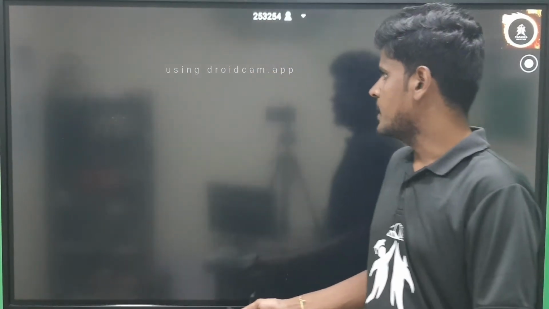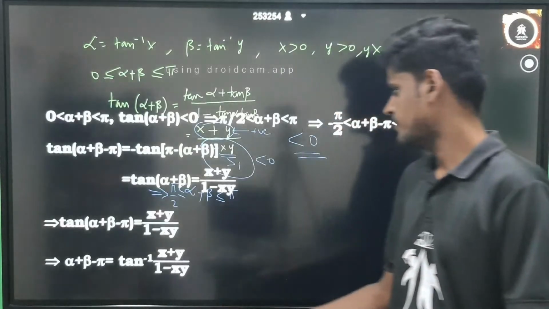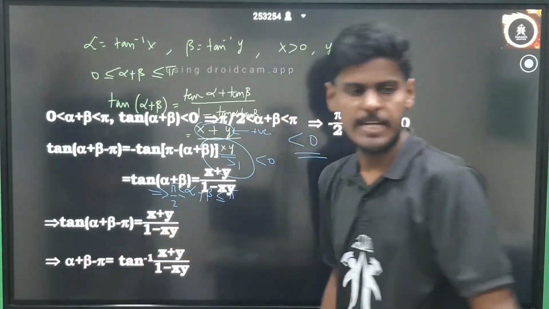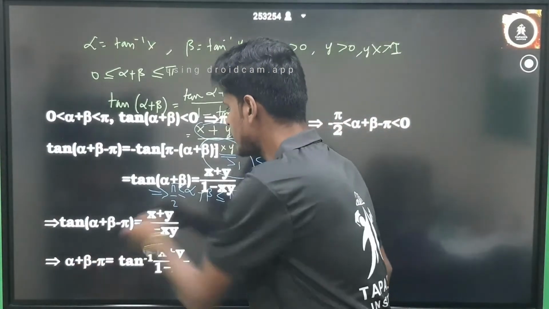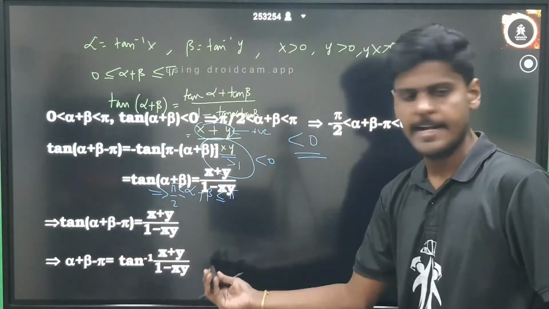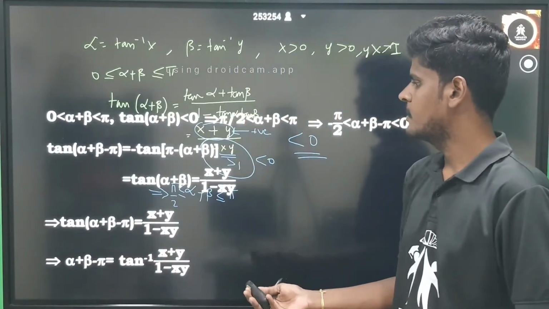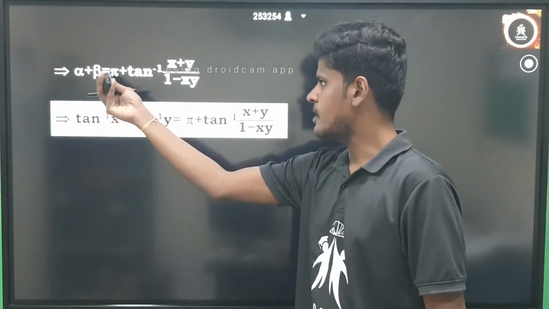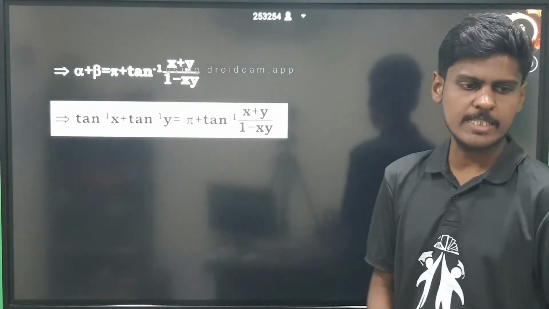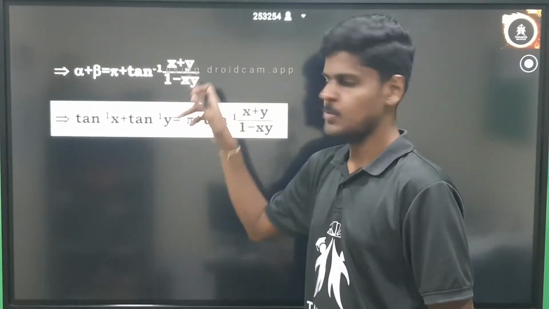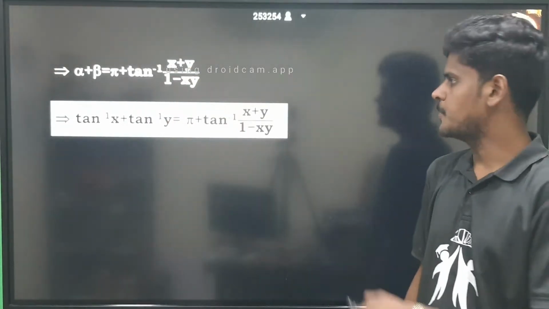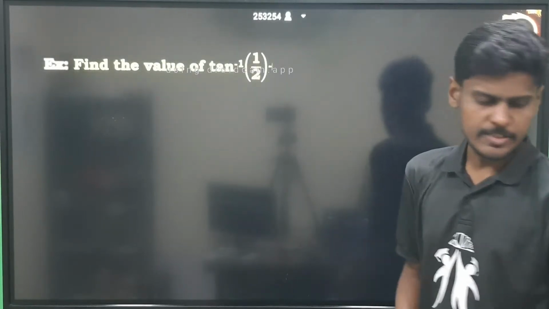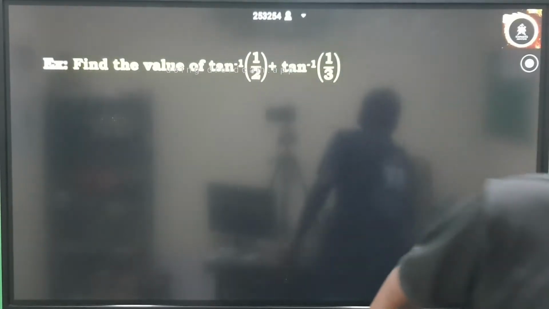So this answer becomes alpha plus beta minus pi is equal to this value. So final answer, alpha plus beta will be pi plus tan inverse of this. So final answer is alpha plus beta equal to pi plus tan inverse of x plus y by 1 minus xy. This is the proof for this statement. Next we will solve a few problems and go to the next chapter.